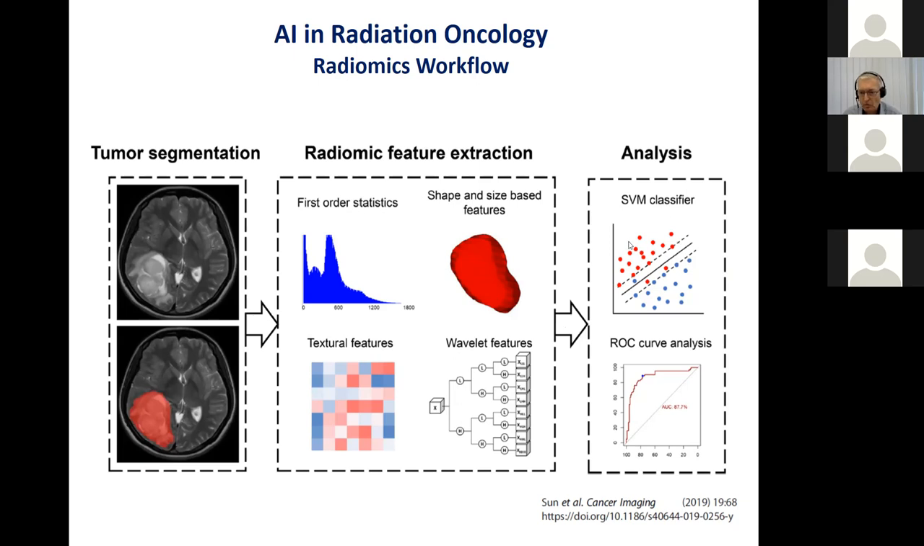And then, now we are again in the field of classic machine learning, you have to use a machine learning classifier, in this case a support vector machine. Then you somehow have to correlate the classifier results with your endpoint, and this can be done with a receiver operating curve, which is one method, but this is very often used.